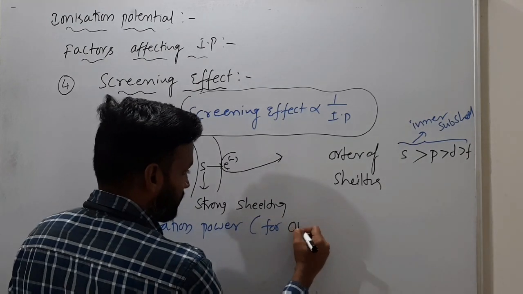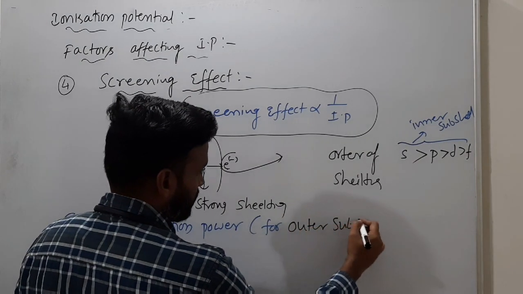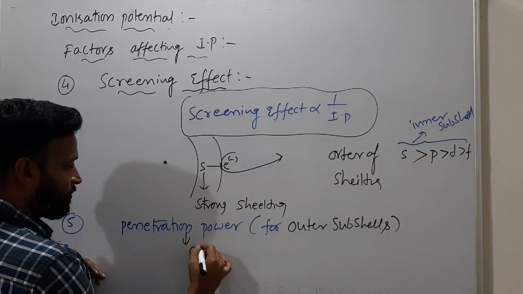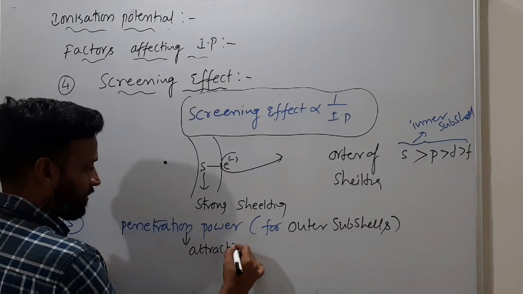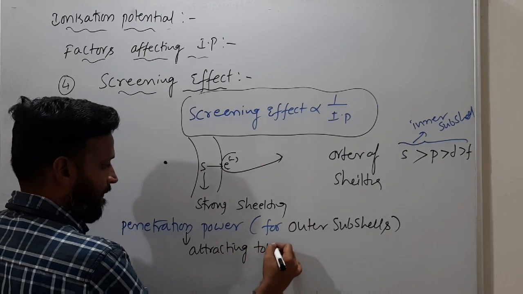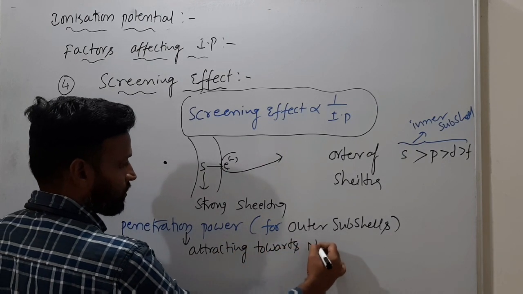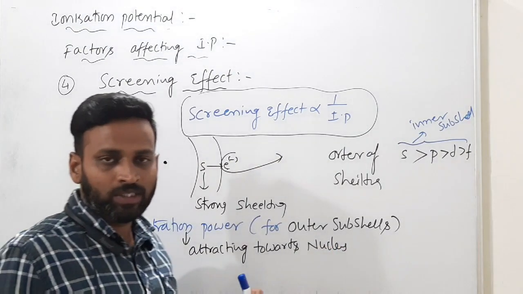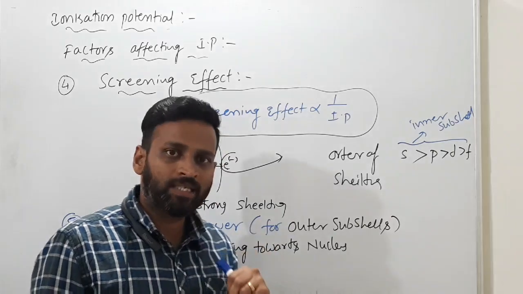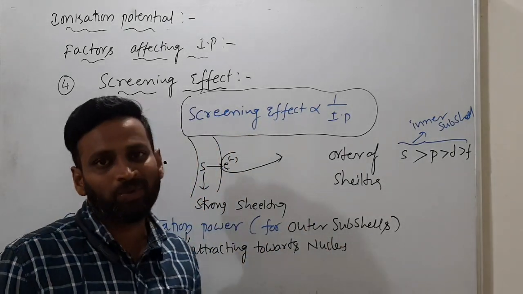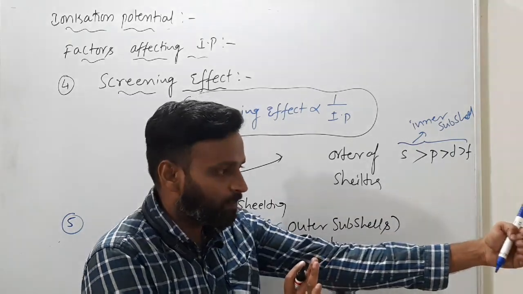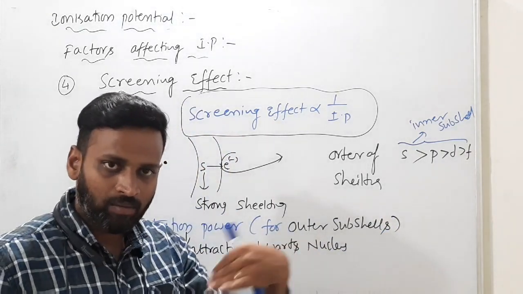As I said previously, penetration power is actually for the outer subshell. What is penetration? Penetration means attraction towards the nucleus. Do I have more penetration towards ice cream, or my son? My son has more attracting tendency towards ice cream. I am protecting. So I have a shielding ability and penetration power is by my son.